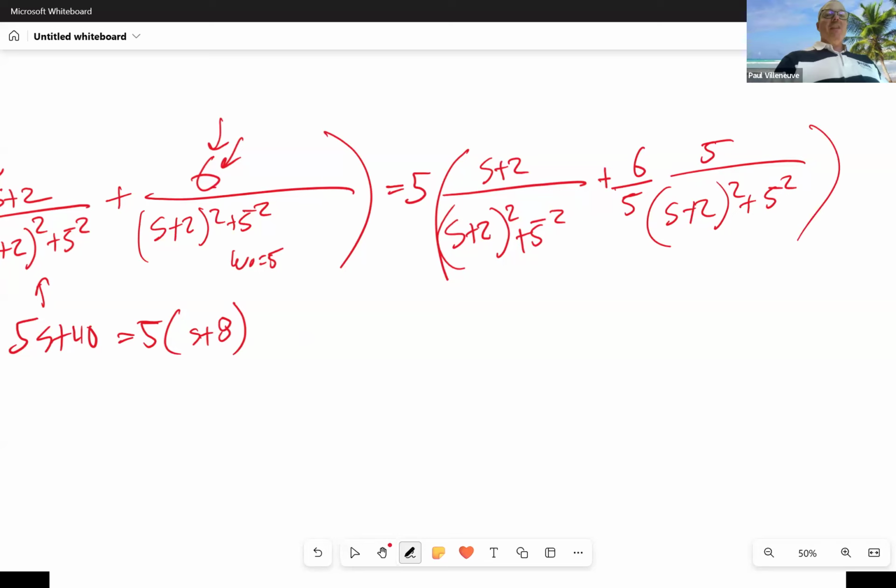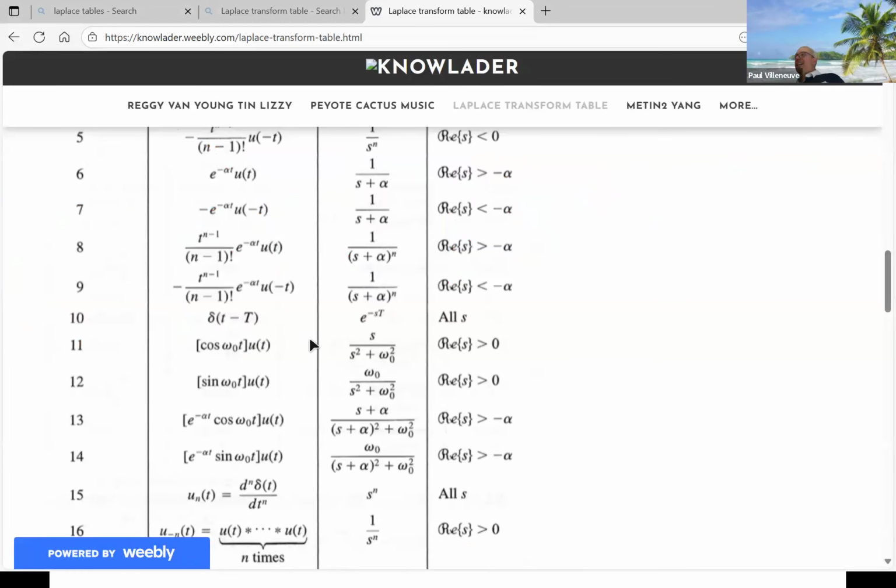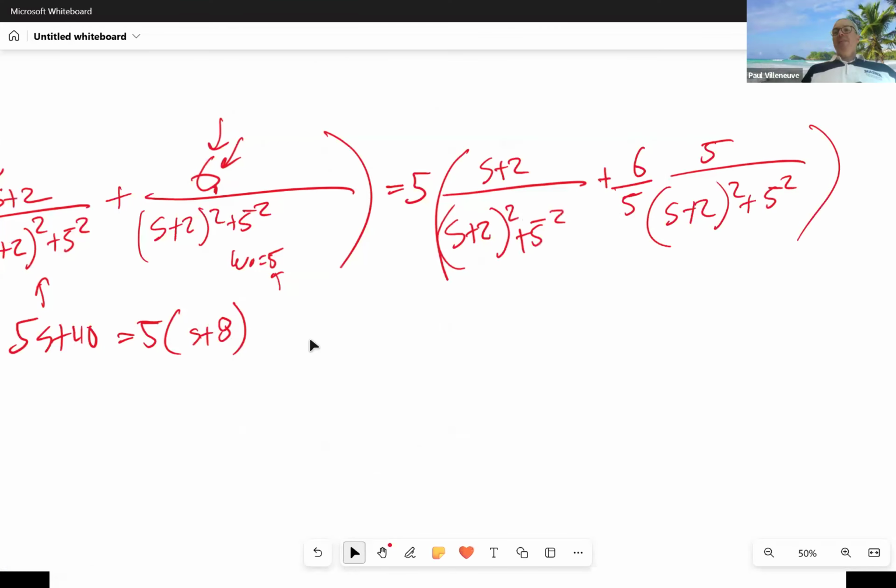So I have a 6 right here, right? That's a 6. But it needs to be 5 because if I go back to this Laplace table, I see in item 14, I get omega in the numerator, right? Not some random number. It has to be omega. Over here, I know that omega is equal to 5. So when I write my equation, I just put a 5 in the numerator because that's what it has to be. So what I've done is I've multiplied by the original coefficient, which is 6, and then I just divided it by 5 to cancel out the 5 that I have here.